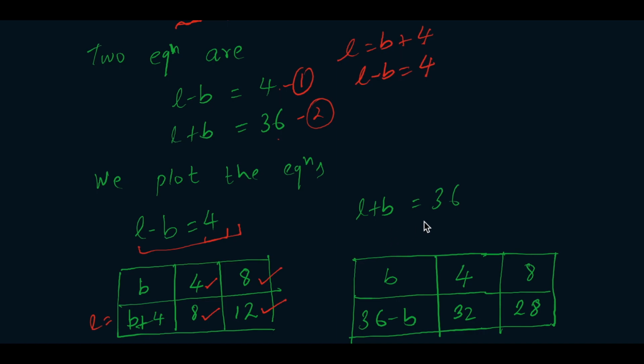Now let us take L plus B equals 36. So our L is nothing but 36 minus B. Let our B be 4. So L will be 36 minus 4, that is 32. Now let us take B equals 8. So 36 minus 8 will be 28. You are seeing here that I am taking all the multiples of 4, because it will be easier to plot those points.